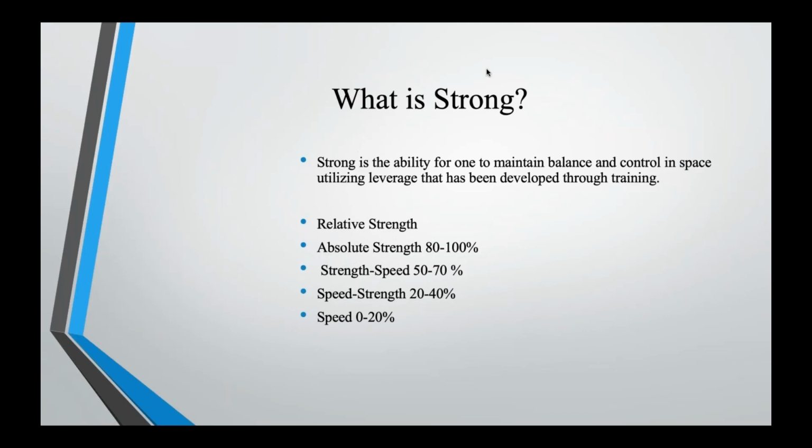Strong is the ability for one to maintain balance and control in space, being able to utilize leverage that they've developed through training. So the 5 components of strength that we focus in on are relative strength compared to their body weight, absolute strength, strength speed, speed strength, and speed. So I'm going to focus on those qualities over our time. And not all of those qualities will be focused in on when an athlete first gets on campus or even in their first year. It's all about, are we meeting these qualities, relative strength first and foremost, and then we can divvy up what we need in order for them to be successful on the court.